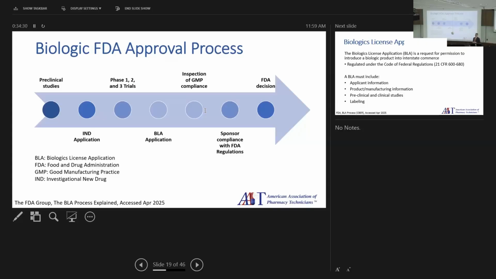And after conducting those trials, which can take 6 to 8 years, the manufacturer will submit a biological license application to the FDA. The FDA will review that application, which can be 100,000 to over 1 million pages. And then at that point, the FDA will inspect the manufacturer to make sure they're compliant with good manufacturing processes and ensure they're compliant with all FDA regulations before finally, 10 to 15 years later, the FDA reaches a decision about whether or not that biologic can be approved for use in the market.